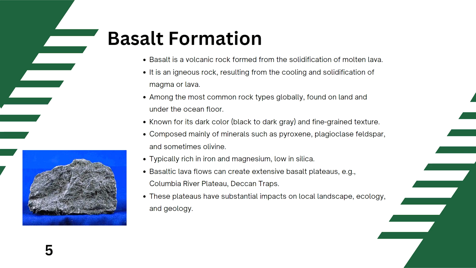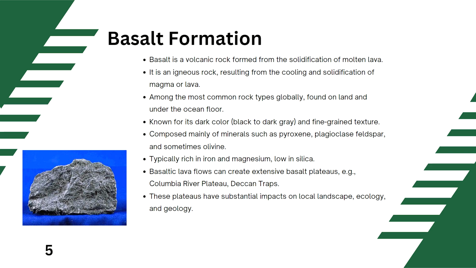Basalt is known for its dark color, typically ranging from black to dark gray, and its fine grain texture. It is composed mostly of minerals such as pyroxene, plagioclase feldspar, and sometimes olivine. Basalt can have a range of compositions, but it is typically rich in iron and magnesium and low in silica.